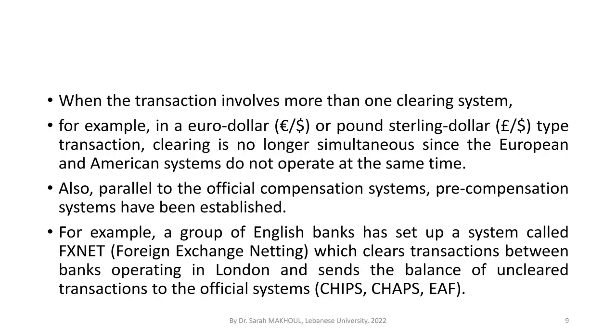The clearing is no longer simultaneous with the European and the American system. They do not operate at the same time, so you have to establish a compensation system. First, you need to use the foreign exchange netting, which clears transactions between banks operating in London and sends the balance of uncleared transactions to the official system, CHIPS or the EAF system, to do the clearing among the group itself.